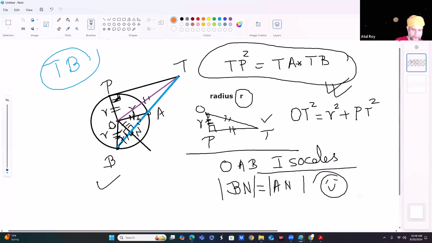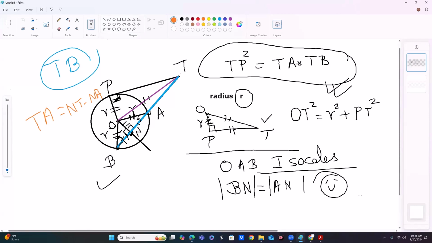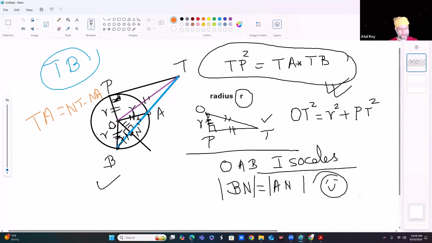Because let me choose a color here quickly. All right. So if I want to write my TA, then what will happen? TA is going to be NT minus NA. Say yes or no. Yes. That makes it right. Very good. And looks like we might be able to wrap it all together. Okay. All right. So we are not done yet.